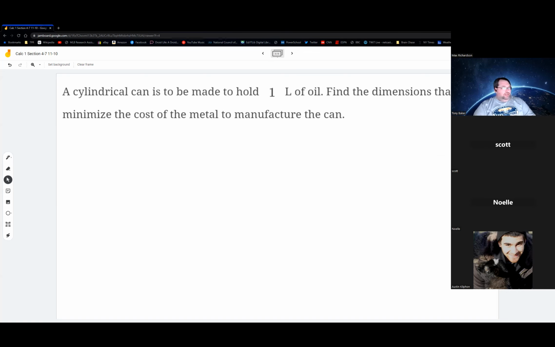So this question is asking how we can use what we want a cylindrical can to be able to hold 1 liter of oil. And we want the dimensions to be the least possible amount of metal used. So if we're looking at the metal to be used, that's going to be the outside of the can. So we need surface area.